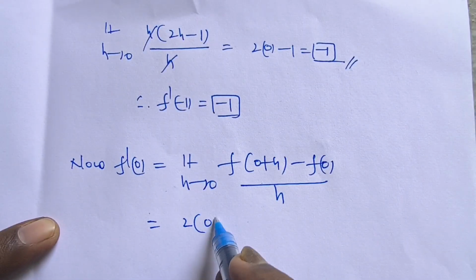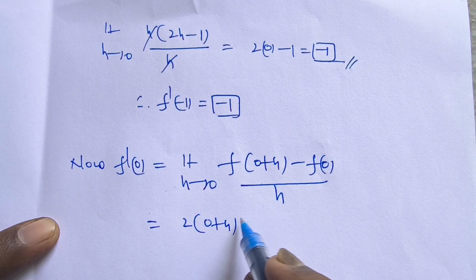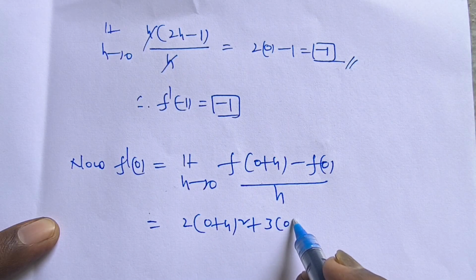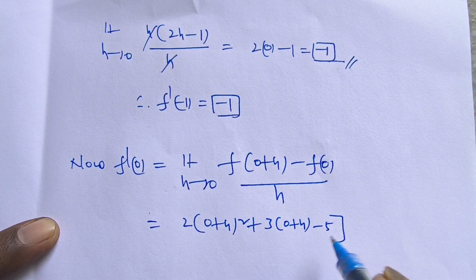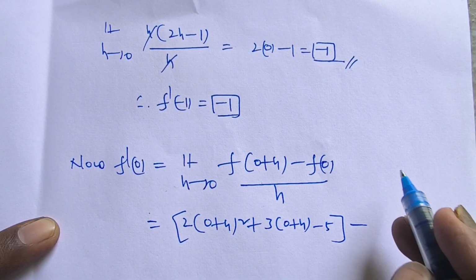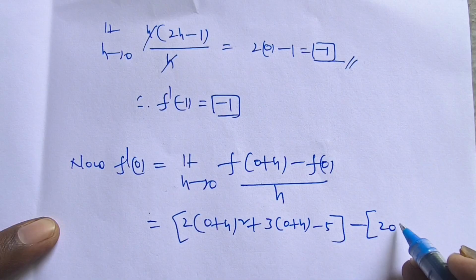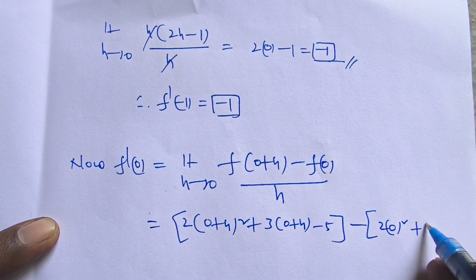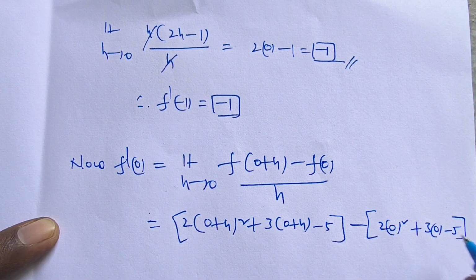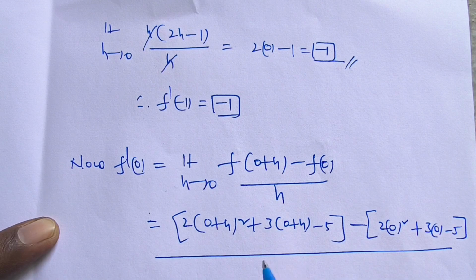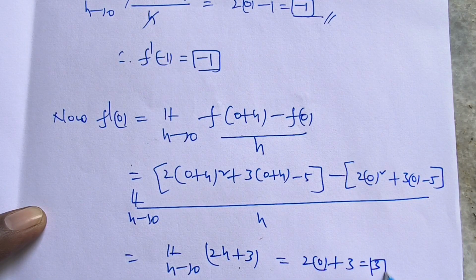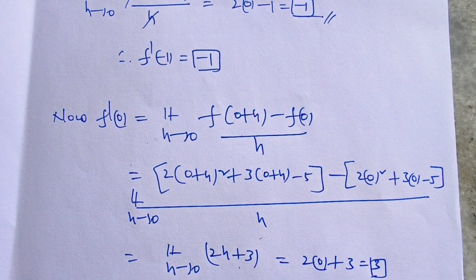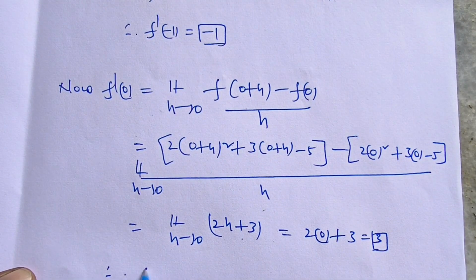So substitute the value 0 plus h in the given function like this, minus 5, minus f of 0, which means 2 into 0 square plus 3 into 0 minus 5, by h. After some simplifications, we have the value limit h tends to 0 of 2h plus 3. Now we apply h as 0: 2 into 0 plus 3 equals 3.